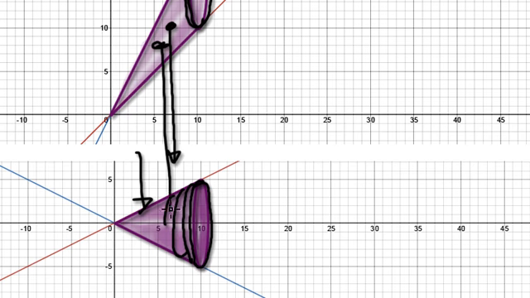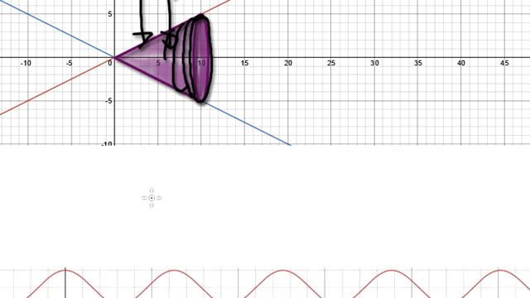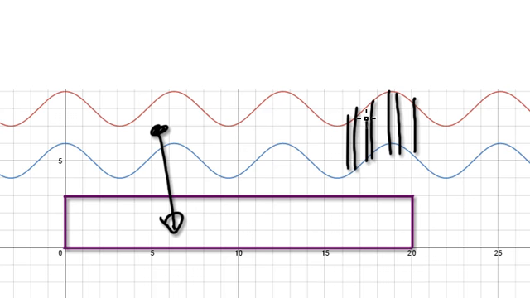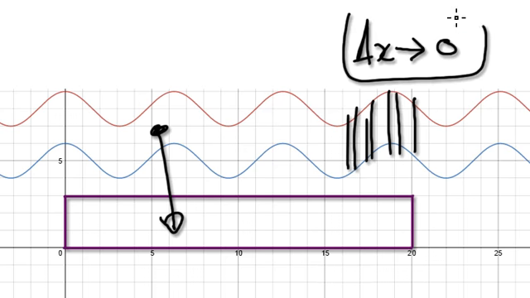Okay, so these two are actually the same. And then going down here, these two areas are actually the same. But you've got to gear your mind into slicing up all the pieces in such a way that delta x is next to 0.